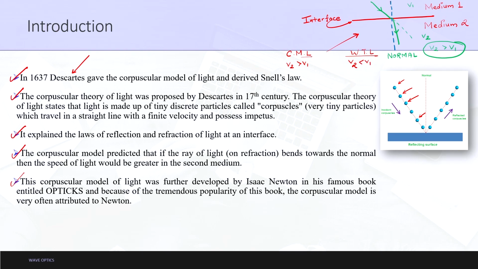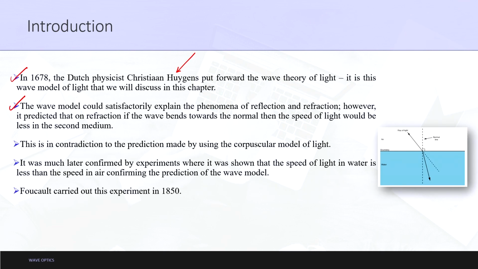So what should be the actual data, what should be the experiment? When the experiments were performed, it was found that the wave theory of light is accurate enough. The corpuscular model of light was rejected on the refraction part. This is in contradiction to the prediction made by the corpuscular model of light. It was much later confirmed by experiments, please look over this point very carefully, that the speed of light in water is less than the speed in air, confirming the prediction of the wave model.